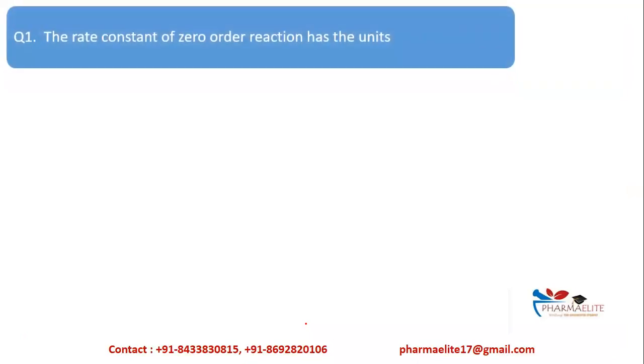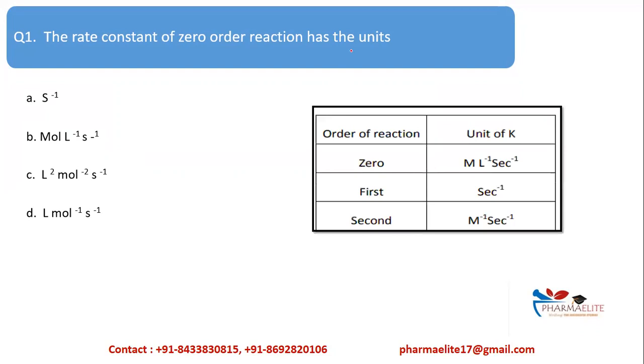Now let us look at some MCQs which can come. The rate constant for a zero order reaction has the units dash. Options: second inverse; mole liter inverse second inverse; liter square mole raised to minus 2 second raised to minus 1; liter mole inverse second inverse. To solve this question, basically you need to know the order of reactions and their units. So this table will help us reach the answer as we have seen previously.